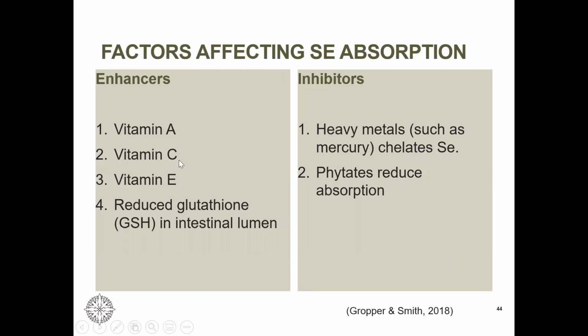So different enhancers: vitamin A, C, E, and reduced glutathione. Again, enhancers because it is utilized to help these antioxidants to function. However, heavy metals bind to selenium. So they are considered as its inhibitors.